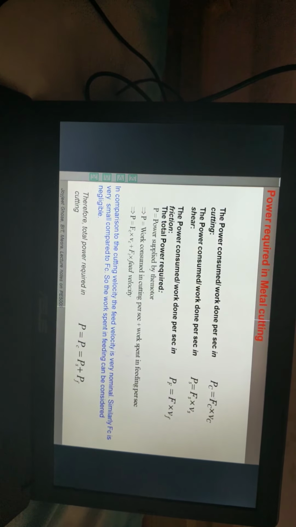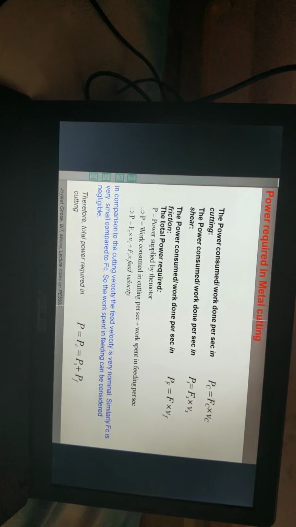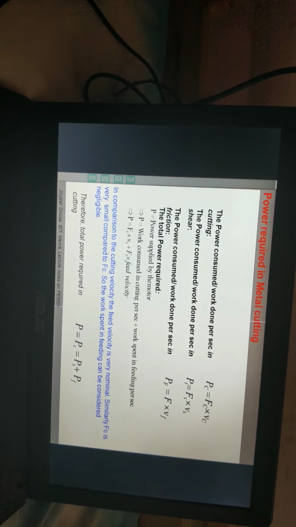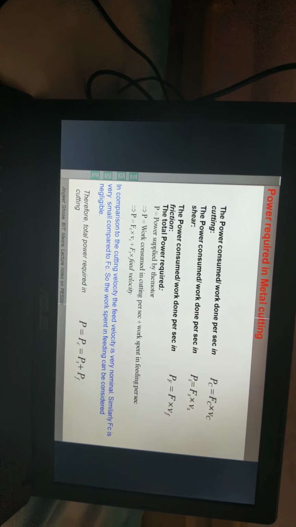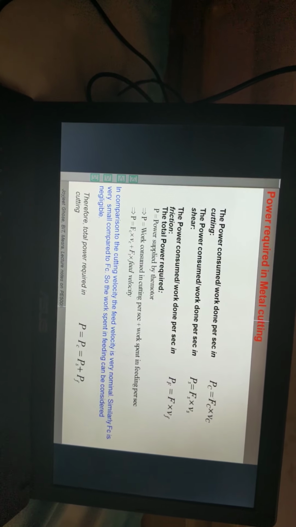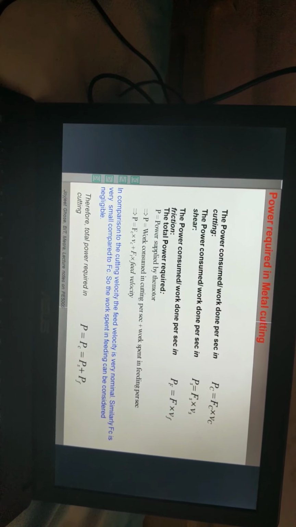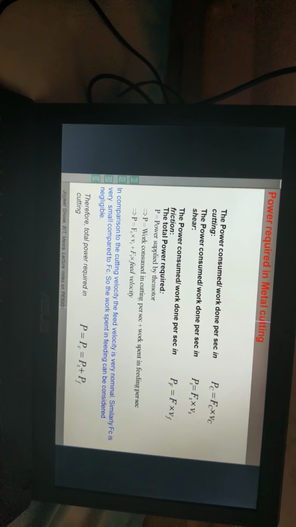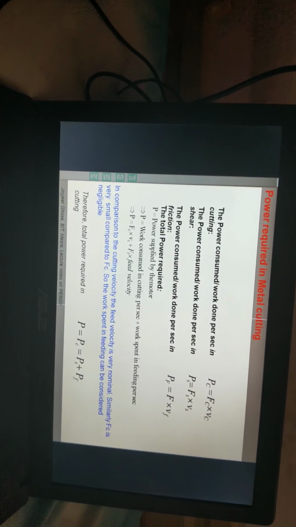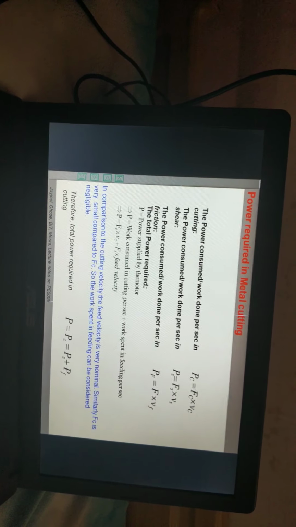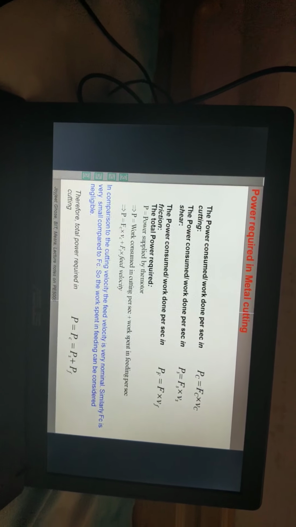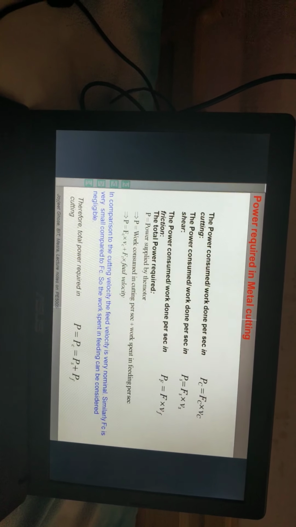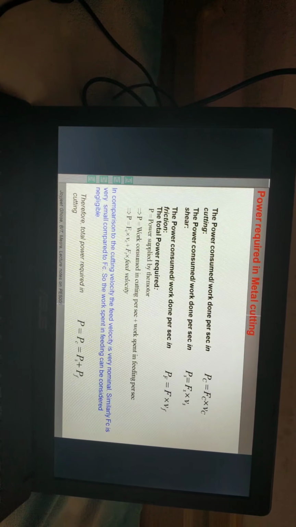So power required is equal to Fc into Vc. Power consumed in shear is Fs into Vs, and power consumed in friction is equal to F into Vf. Total power consumed is equal to work done per second, which is Fc into Vc plus Ft into feed velocity.